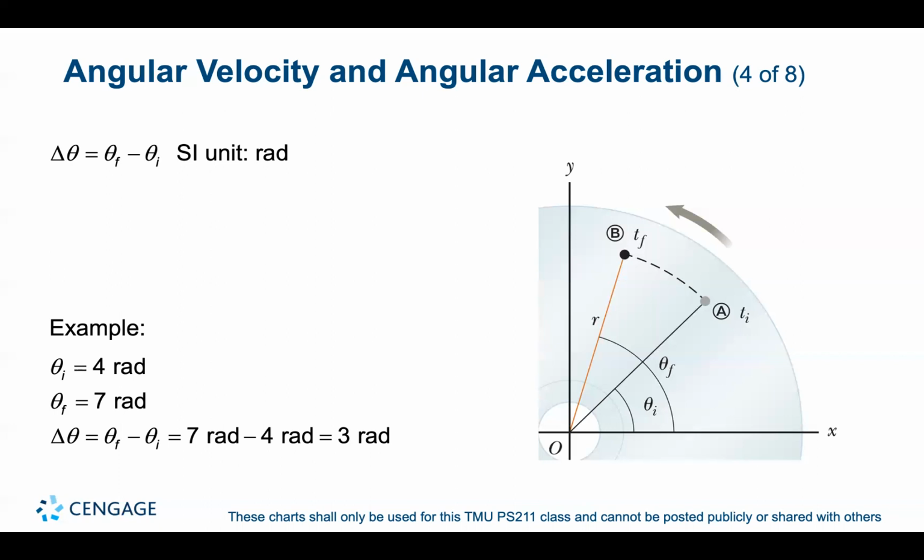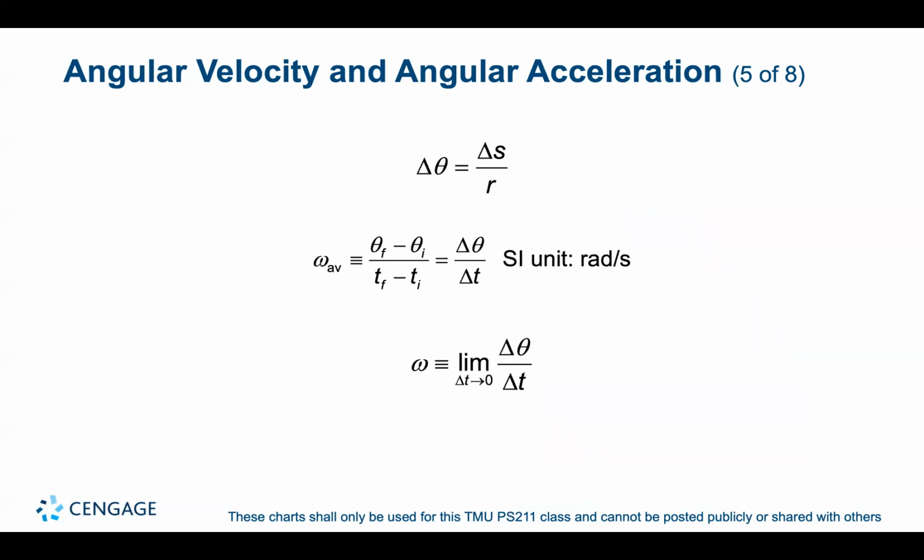We use angular variables to describe the rotating disk because each point on the disk undergoes the same angular displacement at any given time interval. So we can rewrite our equation for theta like this, where delta S is the displacement along the circular arc subtended by the angular displacement. Now we are ready to define an angular velocity.